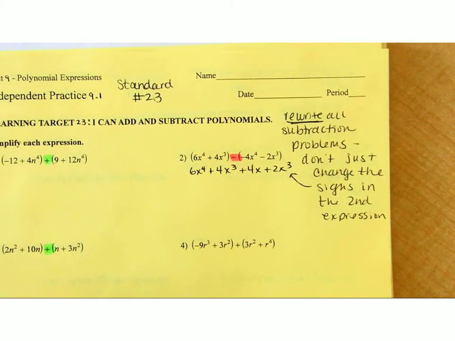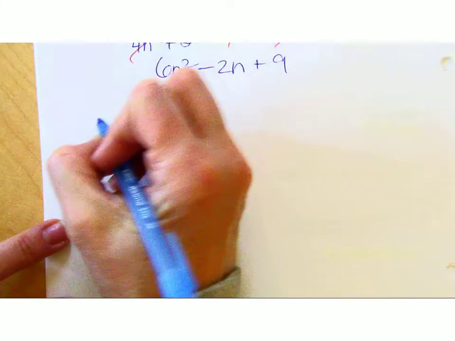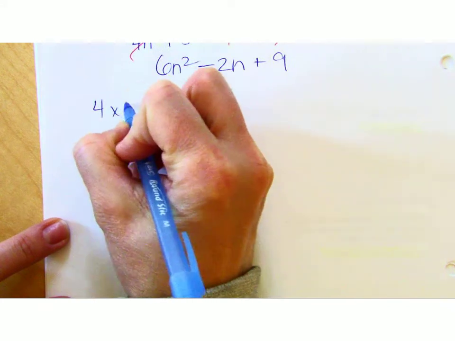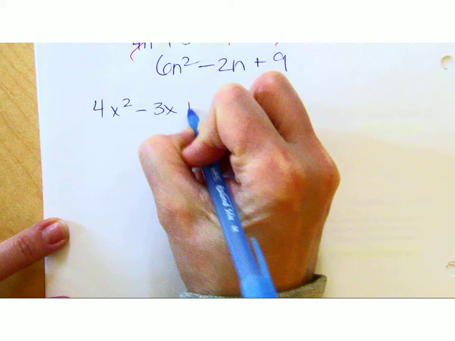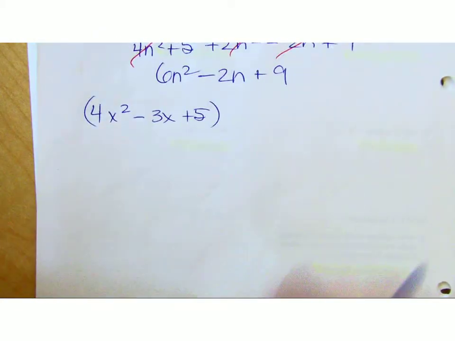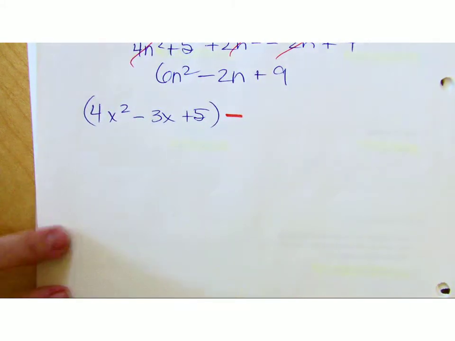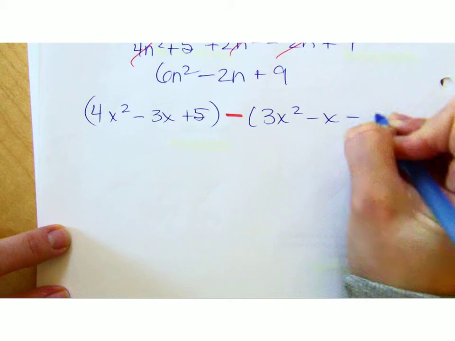So now I would like you to try this subtraction problem, and then that is all there is to adding and subtracting polynomials. 4x to the second minus 3x plus 5. That's your first trinomial, and I want you to subtract this trinomial from it. Okay?